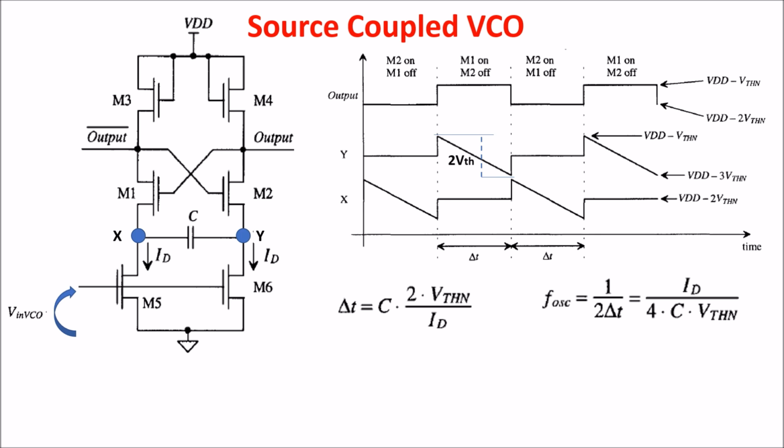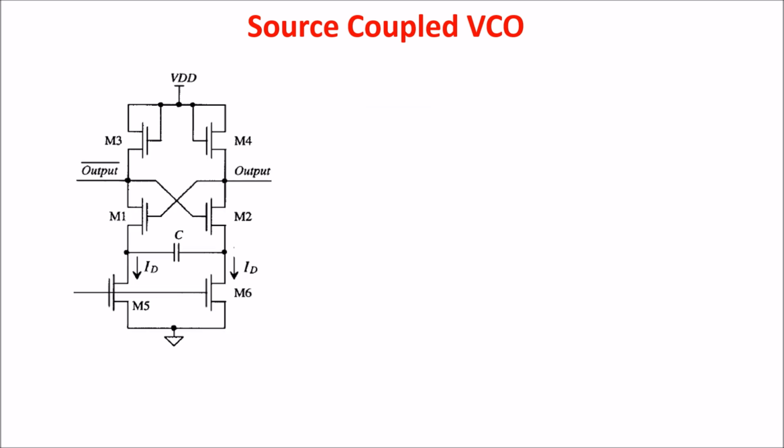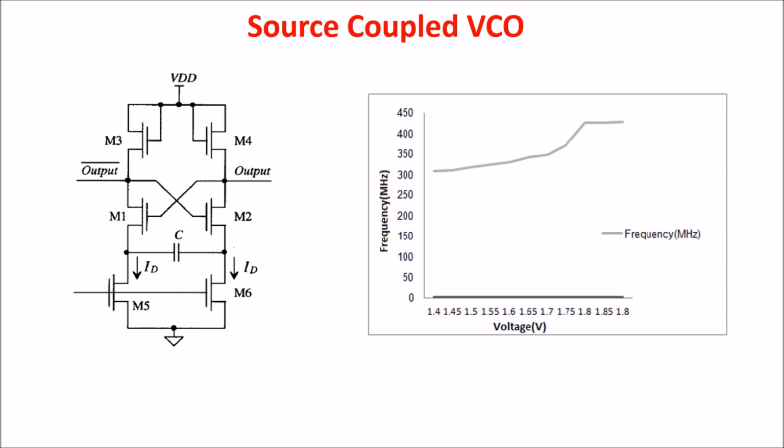So we related the frequency to the constant current ID, but this current is related to the input voltage V in VCO from this relation because M5 and M6 operate mostly in the saturation region. So in the end, changing the input voltage VGS or V in VCO makes the oscillation frequency change. So in a process of 0.80 micrometer, we could build a source-coupled oscillator which can vary from 300 MHz to 450 MHz, and the input voltage swings from 1.4 to 1.8 volts.